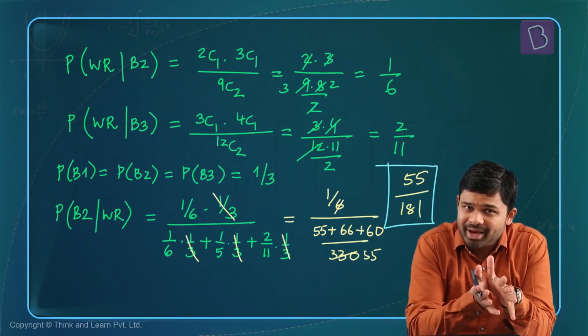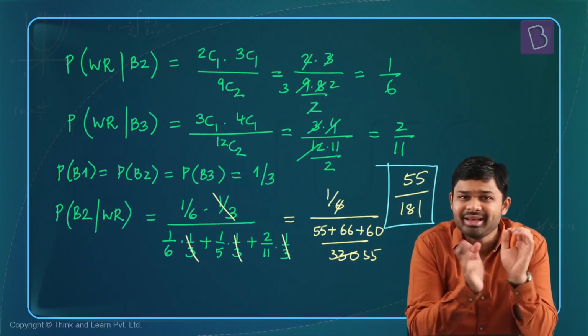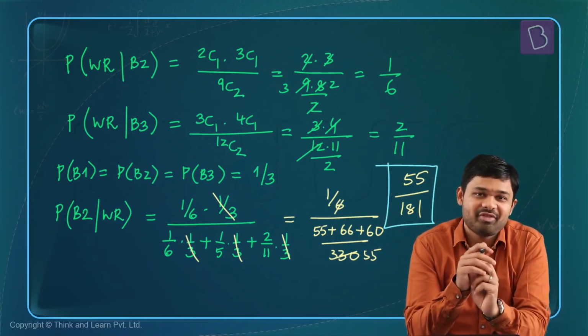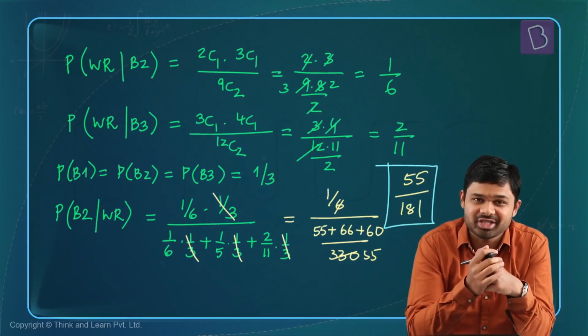So the first question from the passage was a very straightforward, simple one. The second one, you just had to identify it's a Bayes theorem question. Then of course it was very simple as well.